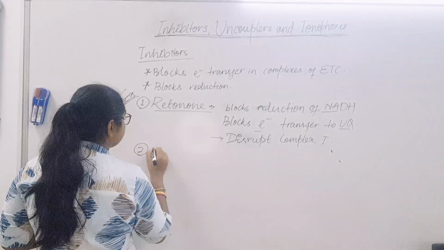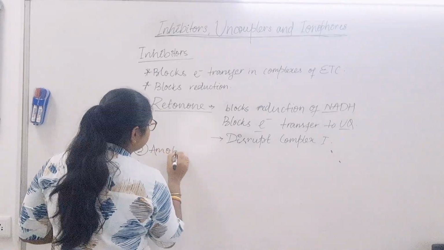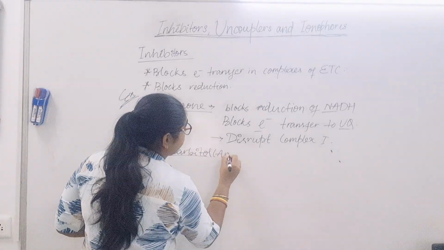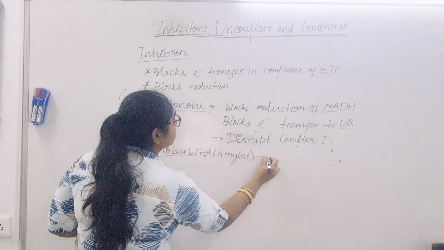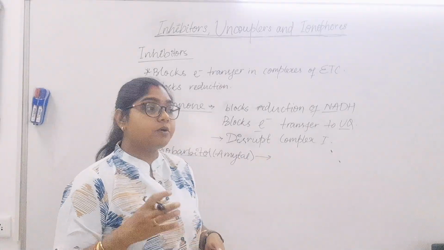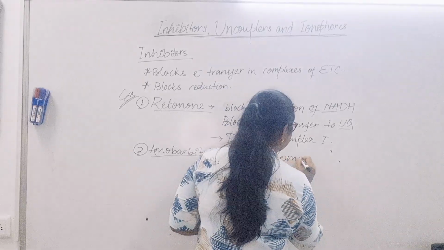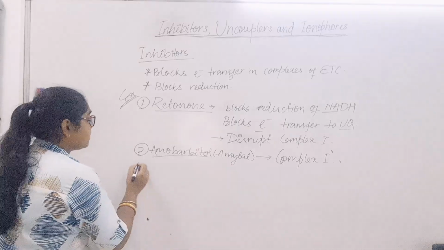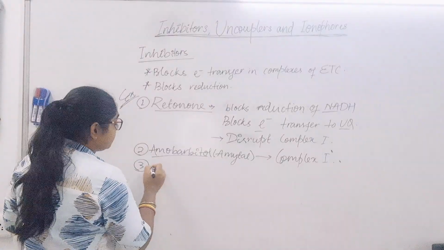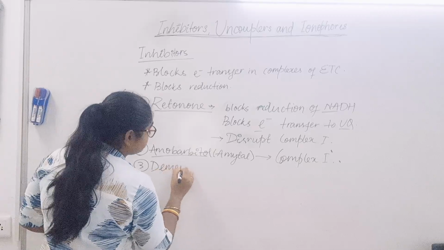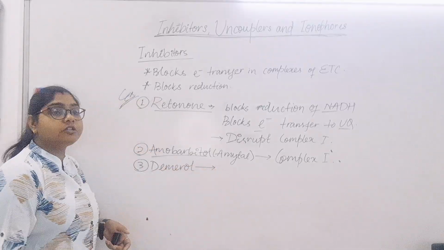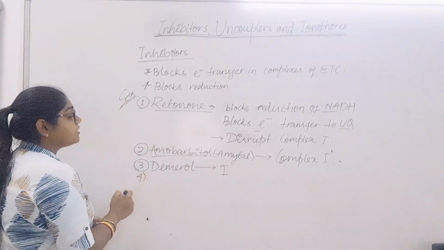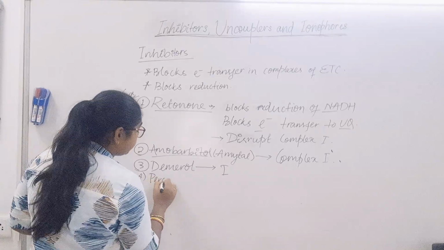Second is amobarbital. It acts just the same as rotenone. Amobarbital is also known as amytal. It also blocks the electron transfer in complex 1 of the ETC. Another one is piericidin, which is also responsible for blocking the electron transfer in complex 1. Then number 4, there is another one, that is Piericidin A.